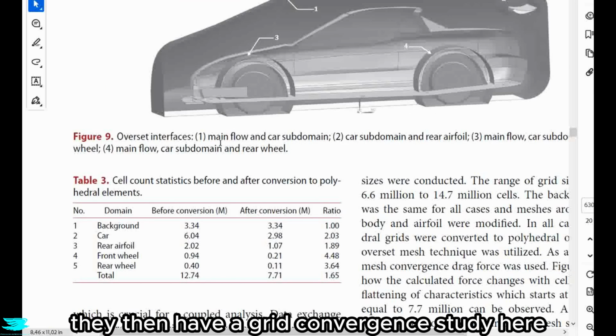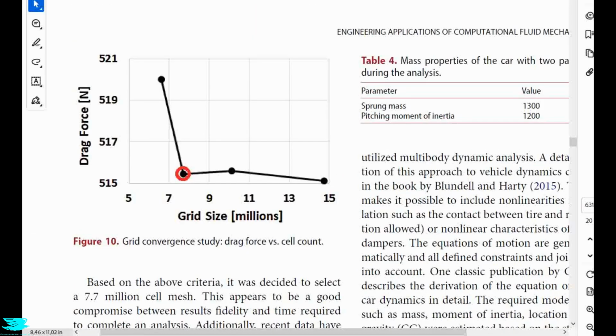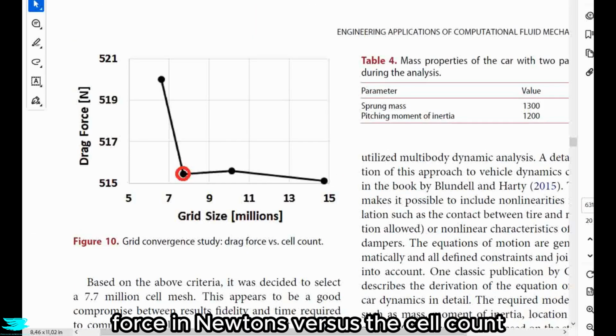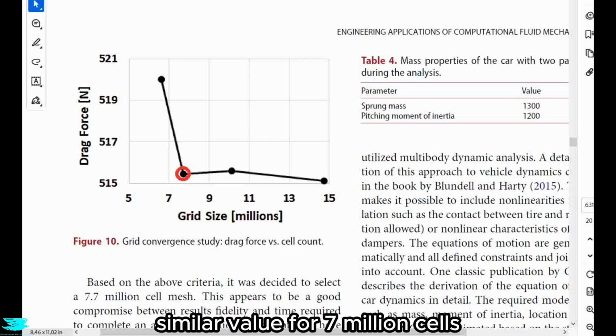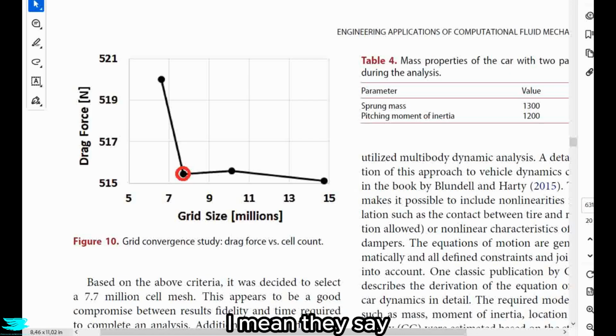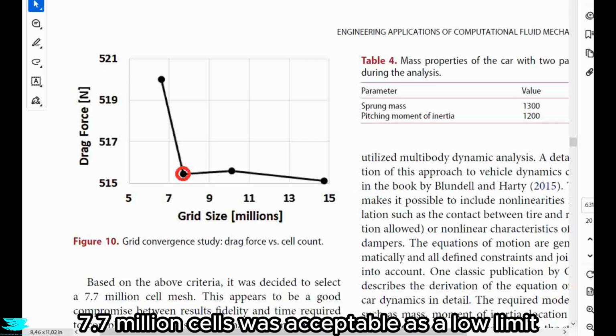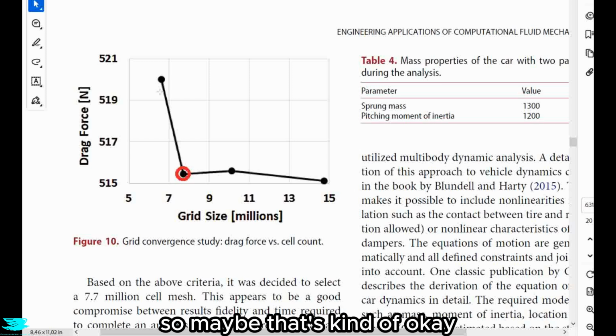They then have a grid convergence study here, which is good, and we can see that in figure 10 here. They have the drag force in newtons versus the cell count, and I'm actually really surprised that they could get even such a similar value for 7 million cells as they could for 15 million cells. I mean, they say 7.7 million cells was acceptable as a lower limit, but even 6.6 million cells was pretty good. But then again, it's half a car, so maybe that's kind of okay.